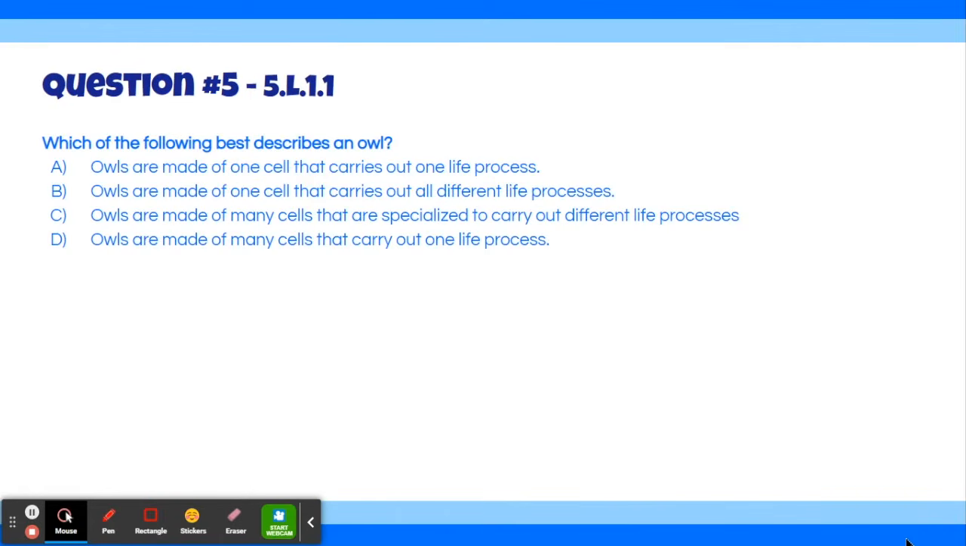Question number 5. Which of the following best describes an owl? A. Owls are made of one cell that carries out one life process. B. Owls are made of one cell that carries out all different life processes. C. Owls are made of many cells that are specialized to carry out different life processes. Or D. Owls are made of many cells that carry out one life process.